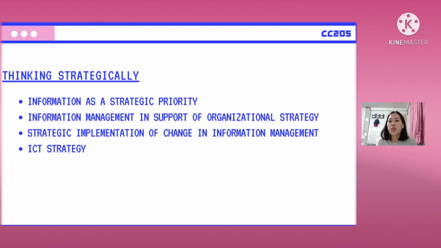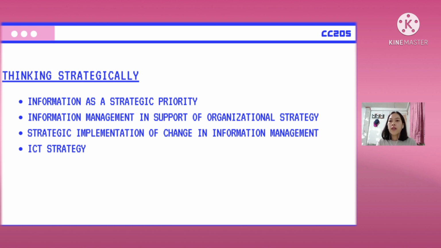Information management in support of organizational strategy. Most organizations have some form of strategy consisting of a definition of what they want to achieve and an outline of how they intend to go about doing it. All organizations need to think about what information they need in order to accompany that process, and they need to consider how it should be managed. Strategic implementation of change in information management. Organizational change may be introduced gradually or in one single operation, but in either case, the transition must be planned.